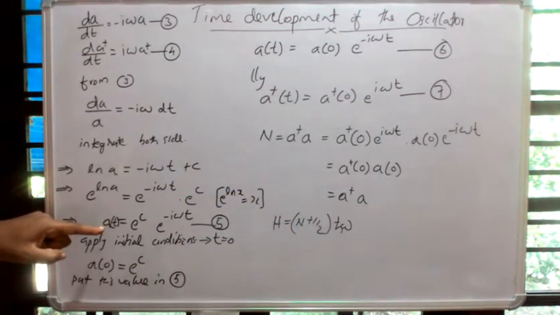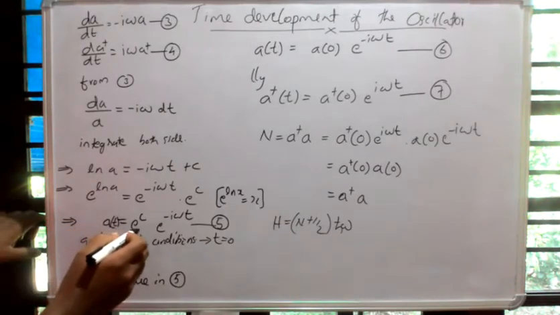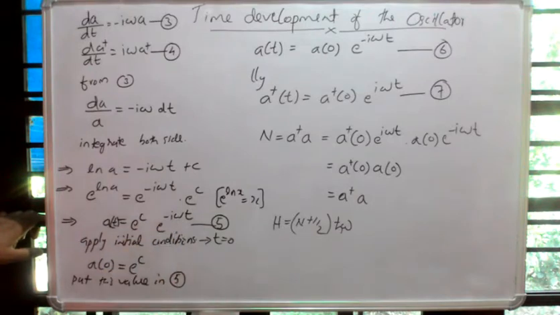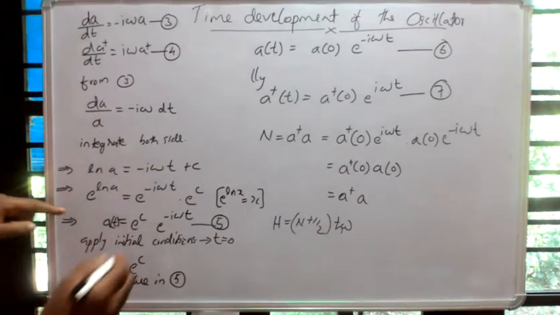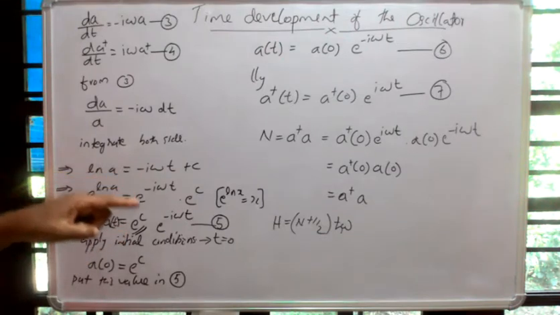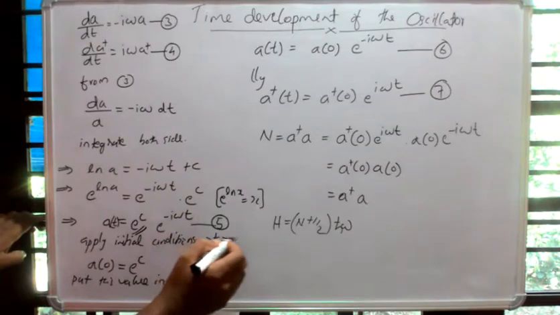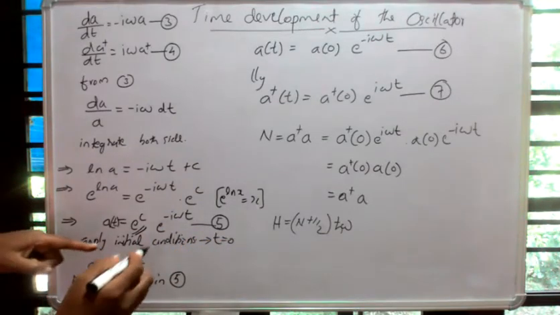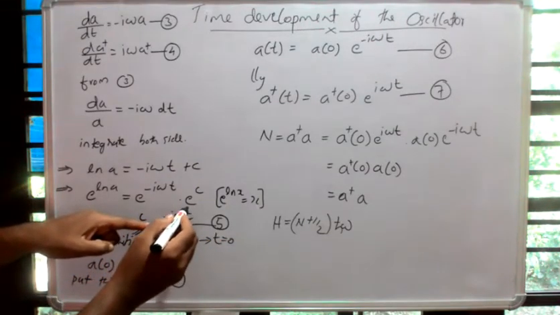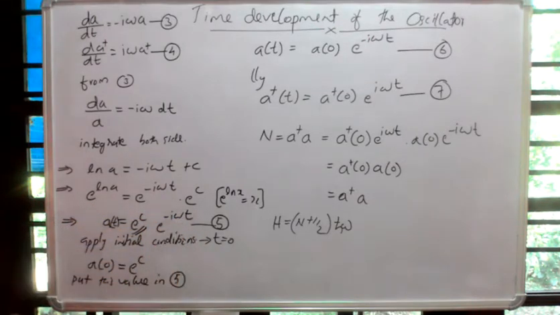A is dependent on time, so we can say that a is a function of time, and a of t equal to e raised to C times e raised to minus i omega t. We need to find the value of this constant, and we can apply the initial condition at time t equal to 0. We get a of 0 equal to e raised to C, since e raised to minus i omega into 0 is e raised to 0, which is 1.